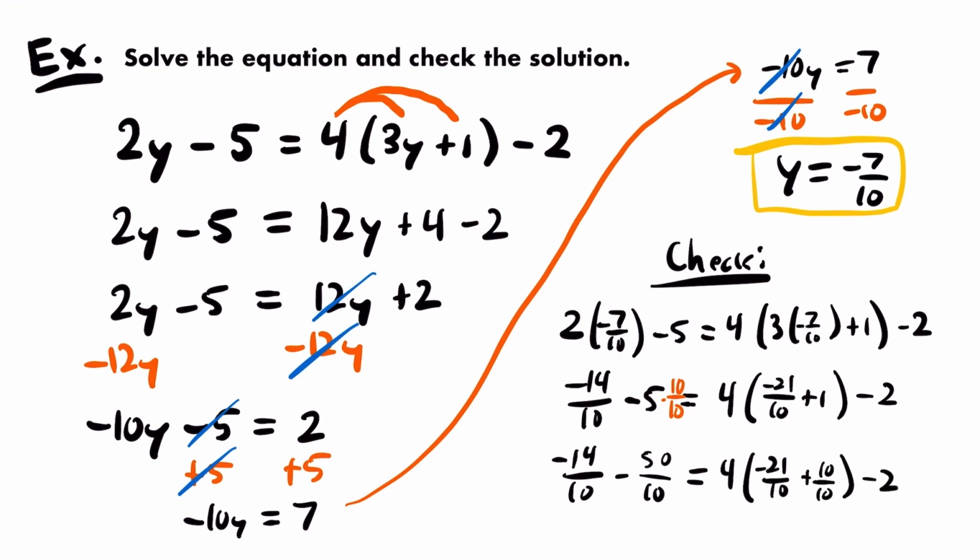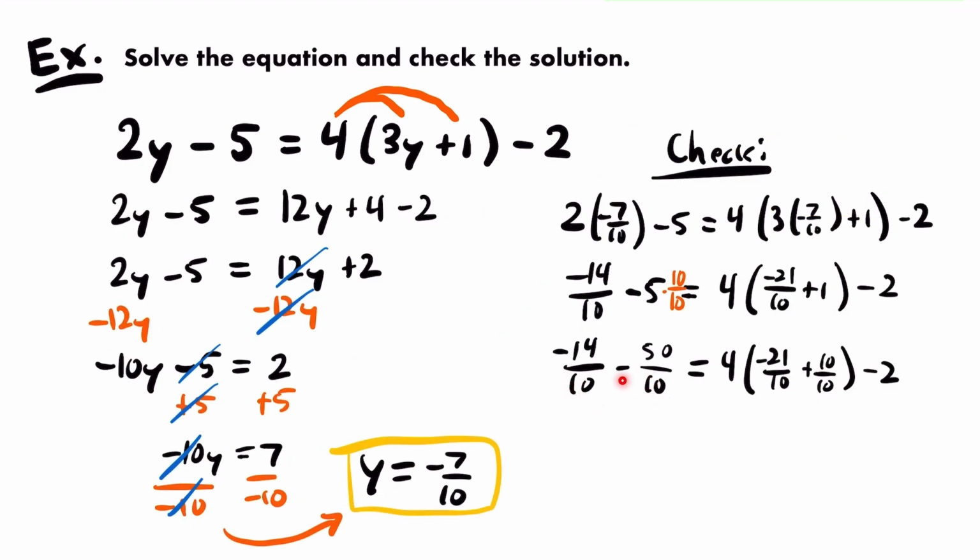All right, now simplifying further, we have a common denominator over here, so we can combine the numerators. Negative 14 minus 50 is negative 64, so that's divided by 10, and then that will be equal to 4 times negative 21 plus 10. Right, we can add those numerators because we have a common denominator, and negative 21 plus 10 is negative 11. So we have negative 11 divided by 10, and then we're still subtracting 2.